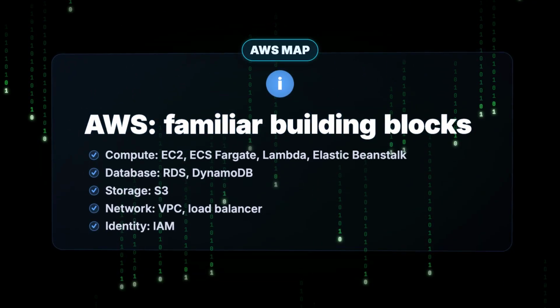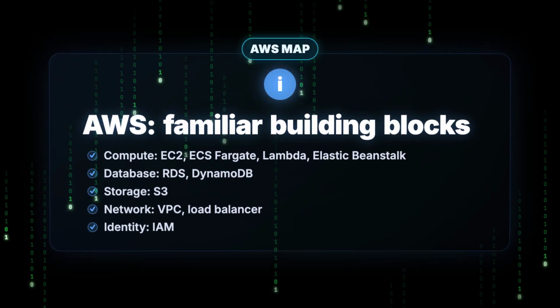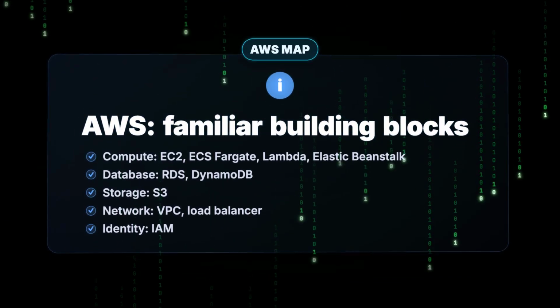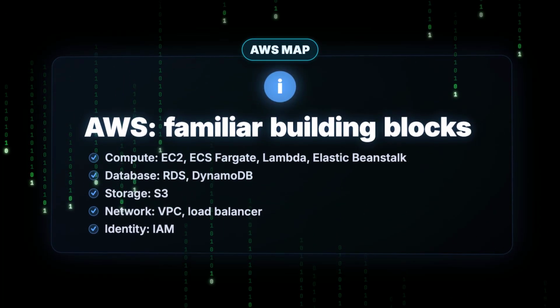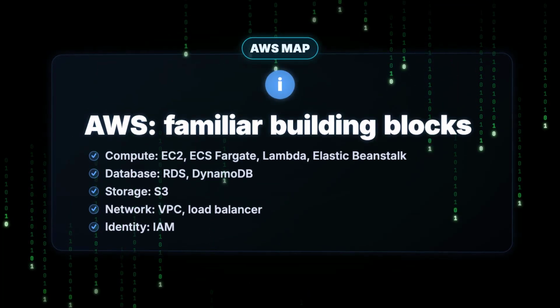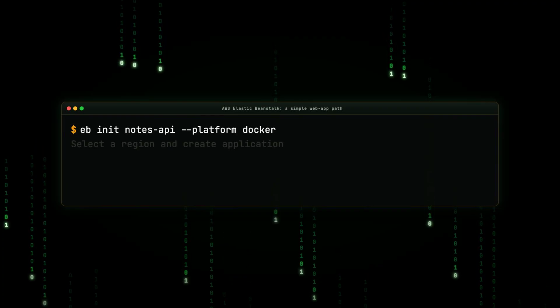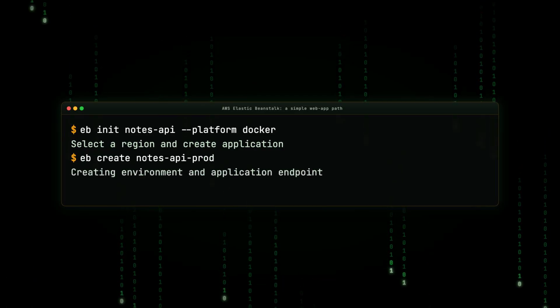For relational data, Amazon RDS manages database engines such as PostgreSQL and MySQL. S3 stores files, IAM controls permissions, and a VPC is the private network boundary around your resources. One approachable AWS route is Elastic Beanstalk. You initialize an application, create an environment, then deploy.